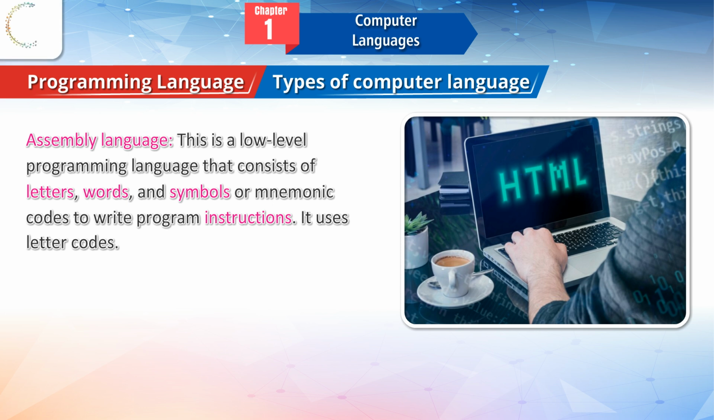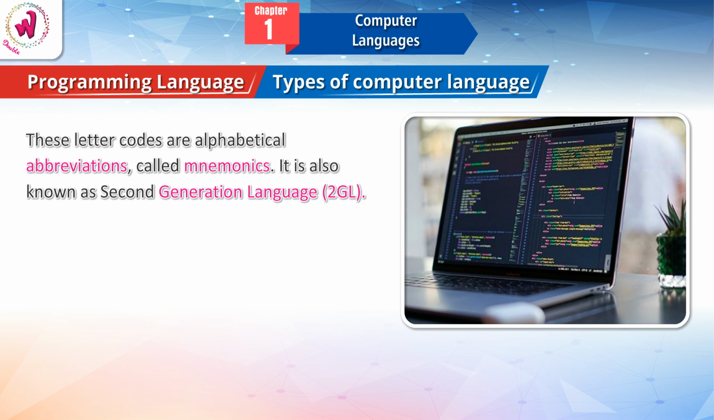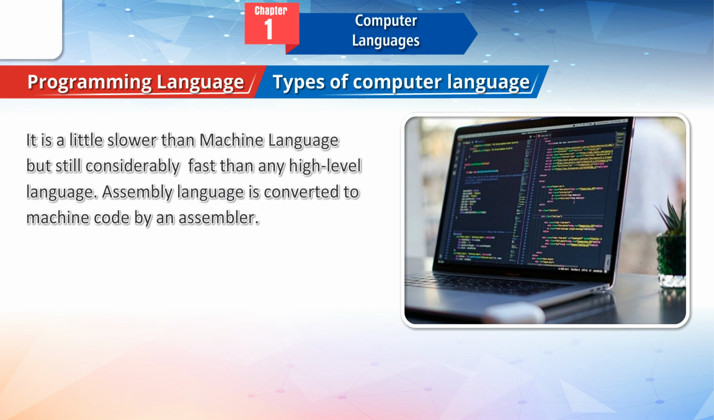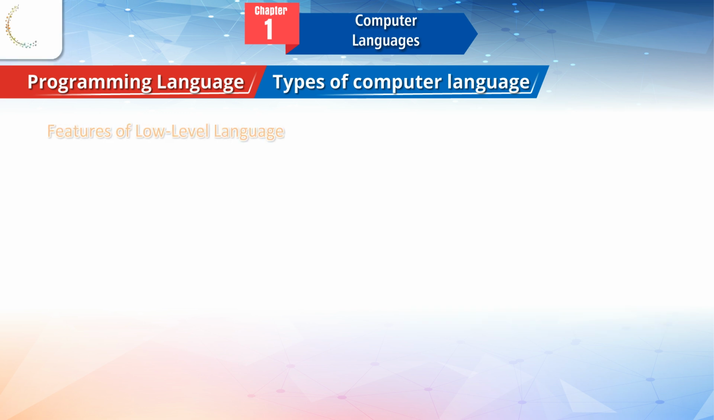Assembly language. This is a low-level programming language that consists of letters, words, and symbols or mnemonic codes to write program instructions. It uses letter codes. These letter codes are alphabetical abbreviations called mnemonics. It is also known as second generation language, 2GL. It is a little slower than machine language, but still considerably faster than any high-level language. Assembly language is converted to machine code by an assembler.